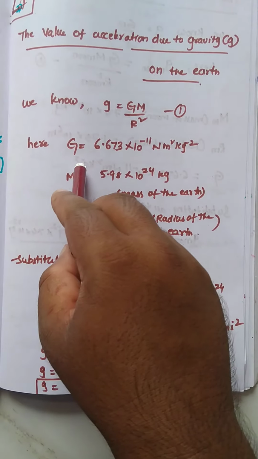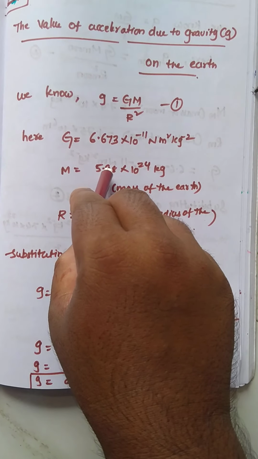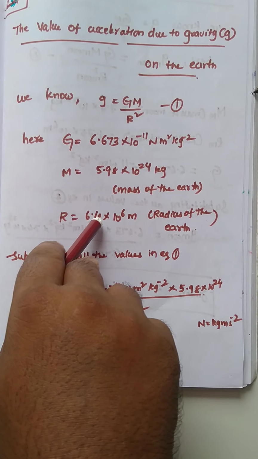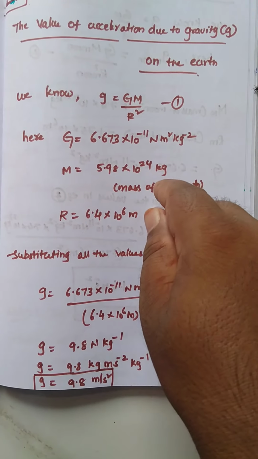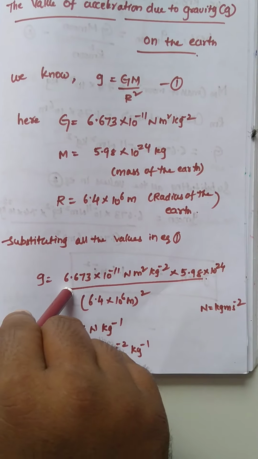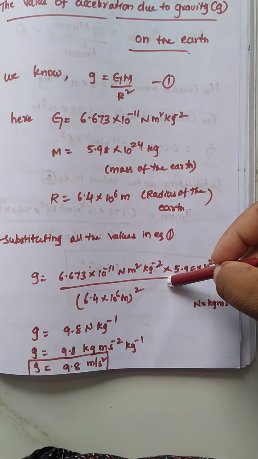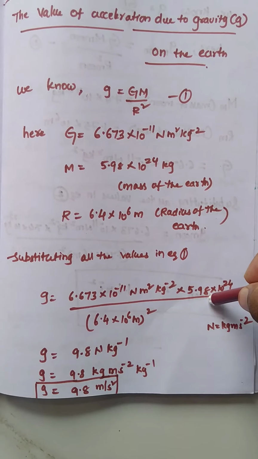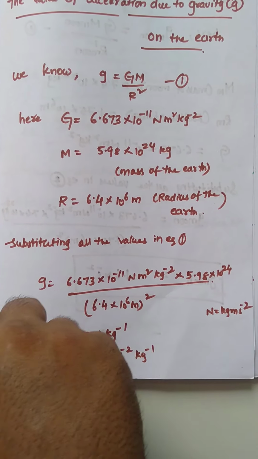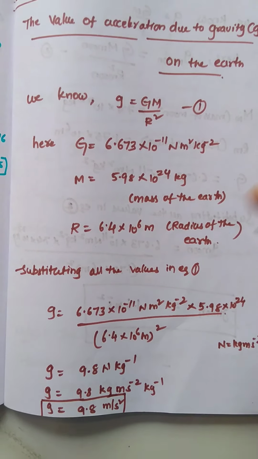See here, these are the constants for earth. The mass of earth is a constant, 5.98 into 10 power of 24 kg, and the radius of the earth is 6.4 into 10 power of 6 meter, everything in SI units only. Now substitute all these values in equation 1. We will get 6.673 into 10 power of minus 11 newton meter square kg power minus 2 into 5.98 into 10 power of 24 by 6.4 into 10 power of 6 whole square.